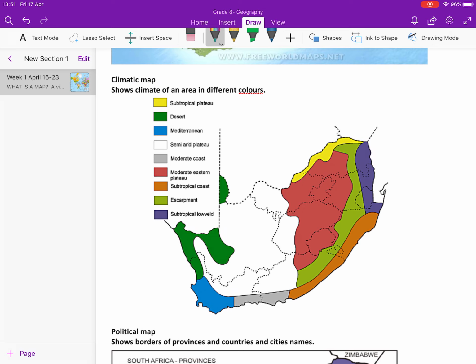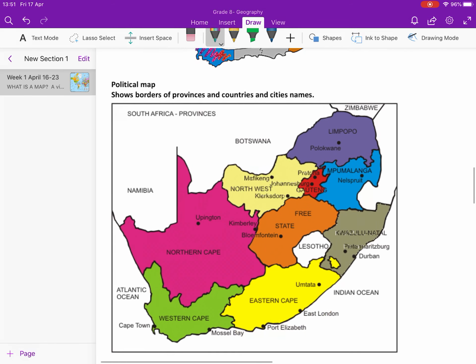Climatic map, okay. Climatic says that we can observe the climate of an area in different colors. So each color represents a different type of climate that can be experienced in that area. If you look at the big red section over here, it is showing us that this is a moderate eastern plateau. So the climate would be different over here than what it is, for example, where the blue is down in Cape Town. In Cape Town, they have a Mediterranean climate. Alright, so a climatic map shows us the climate of areas.